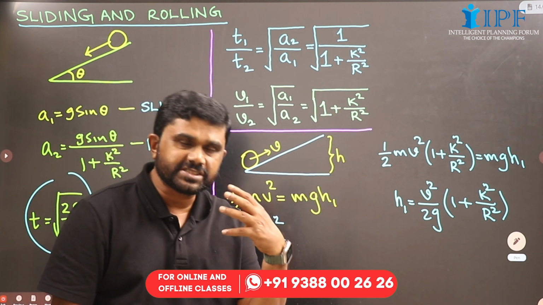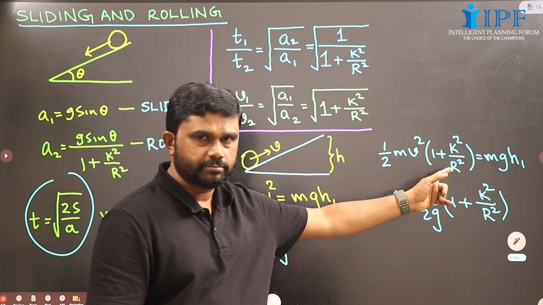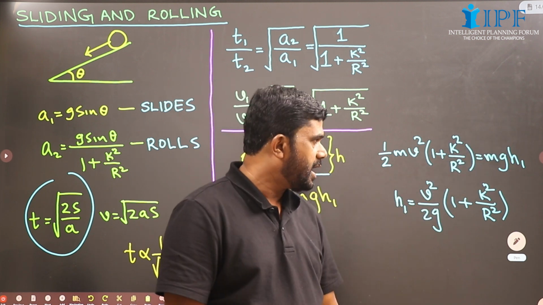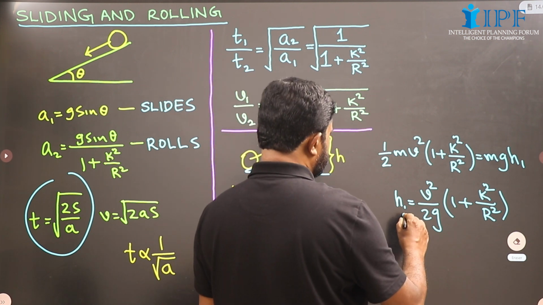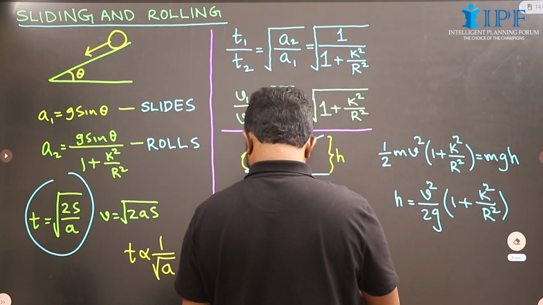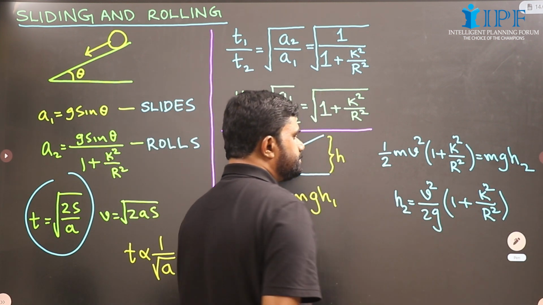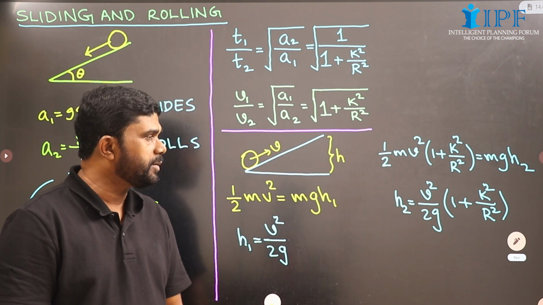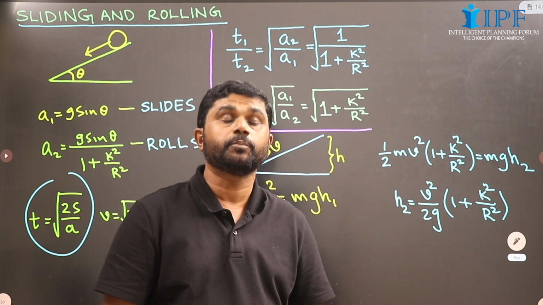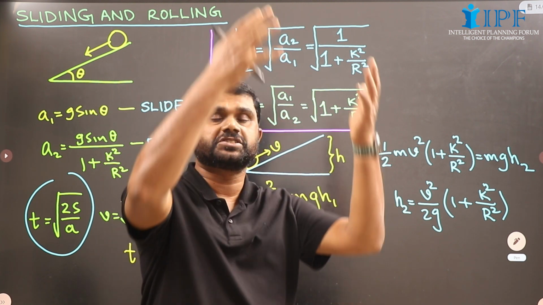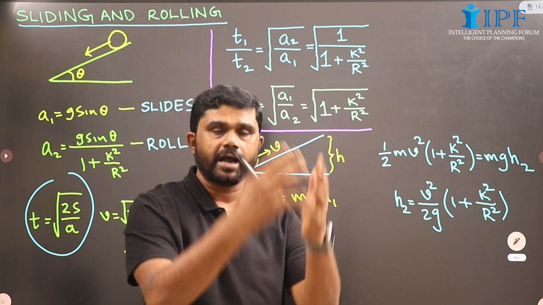If the body starts with the same initial velocity and rolls up the plane, then this kinetic energy at the bottom equals potential energy at the top, and this is not h1, it must be h2, in the second case. So h2 equals v square by 2g into 1 plus k square by r square. So a body will go higher if it rolls up the incline, compared to the case in which it slides up the plane.